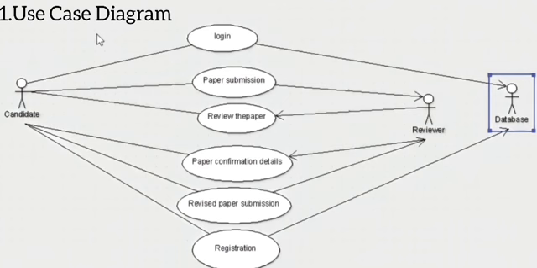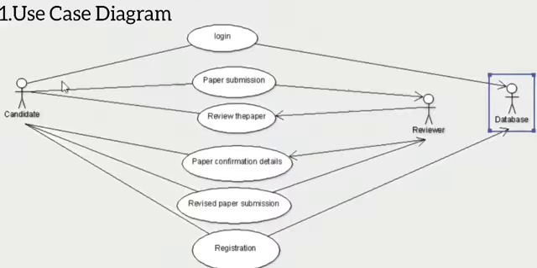Conference management system. The system manages the end-to-end process of a research conference. It allows candidates to submit papers, reviewers to evaluate them, and the system's database to track the status. The goal is to automate the manual paperwork involved in an academic conference.